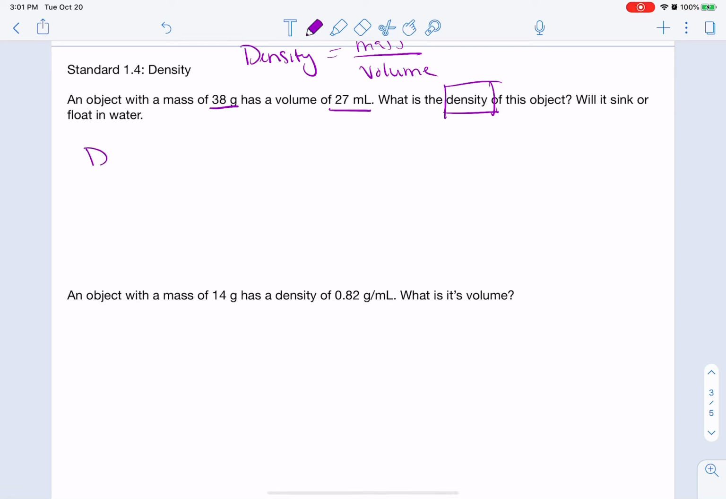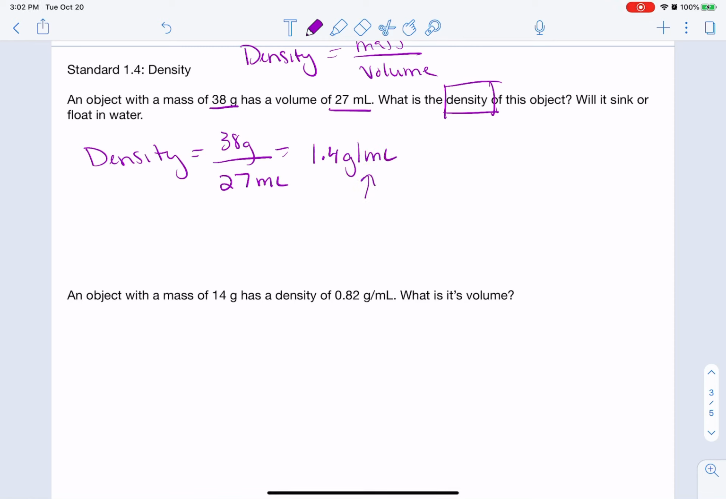So I'm just going to plug right in. Density is equal to our mass, which is this, 38 grams, divided by our volume, which is that 27 milliliters. And then I just plug that in a calculator, 38 divided by 27. And I get 1.4 grams per milliliter. Our unit for density is grams per milliliter.